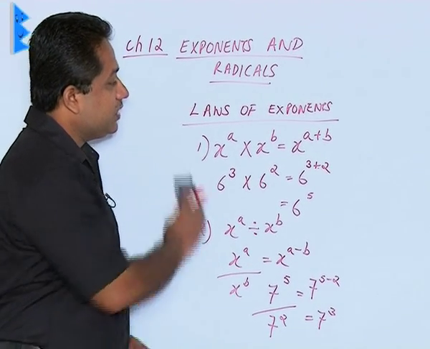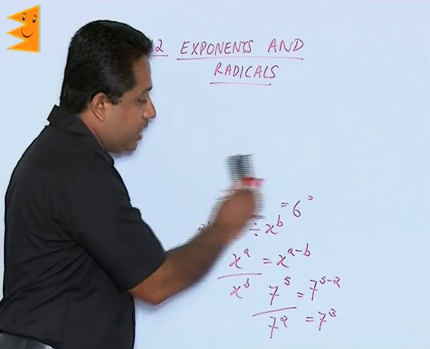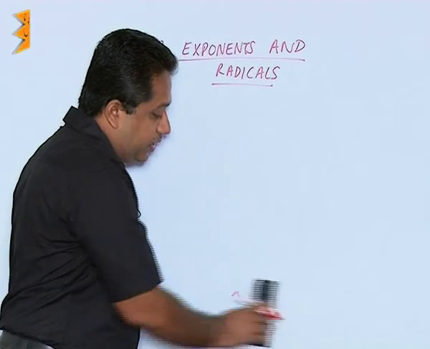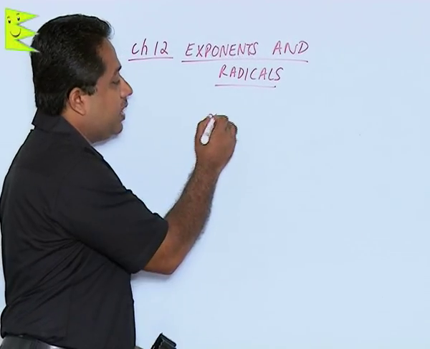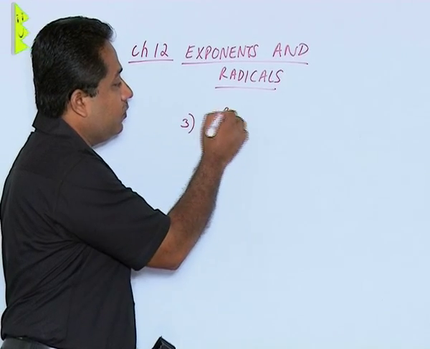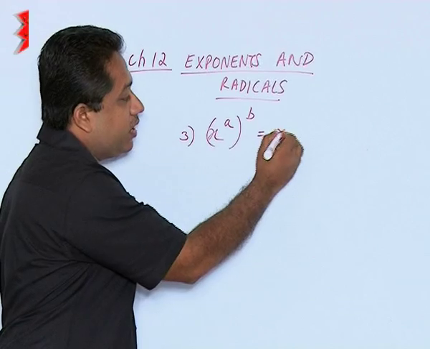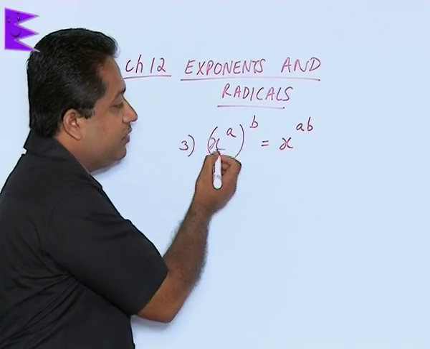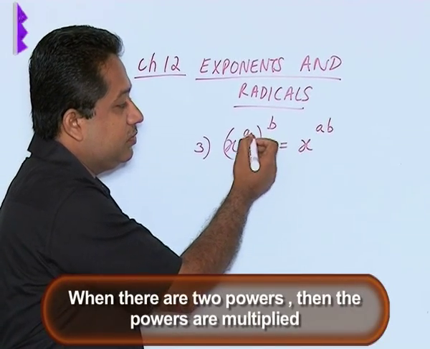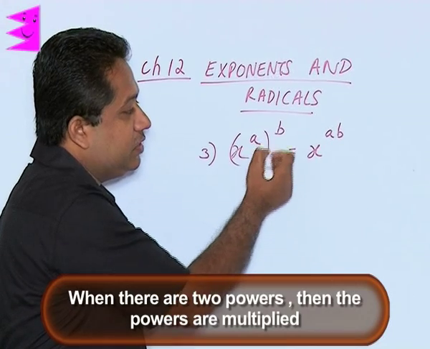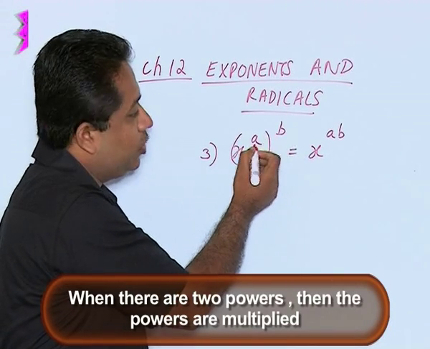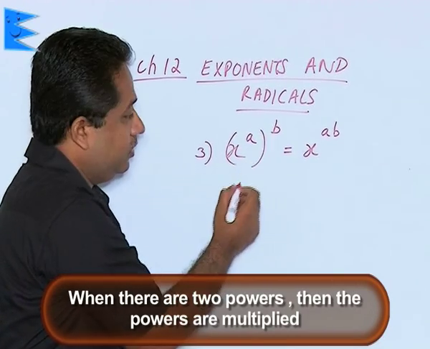The third one says that x to the power a whole to the power b is equal to x to the power ab. This implies that when there are two powers, a is the power of x and this is whole to the power b, then the two powers are multiplied.